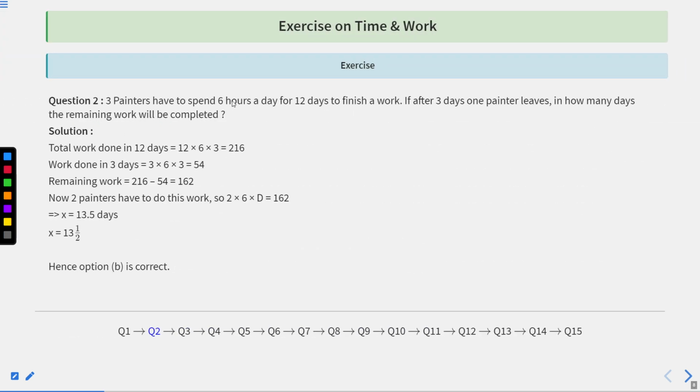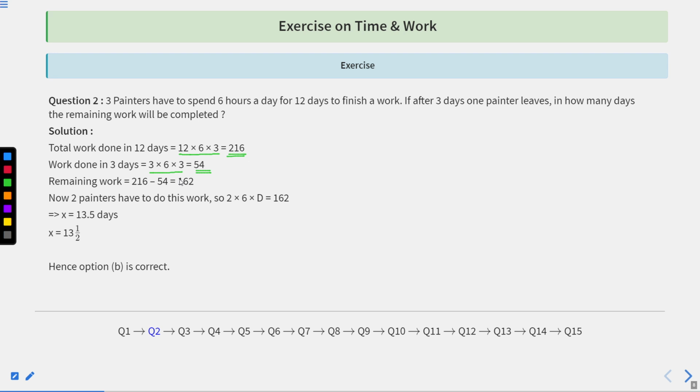So total work done in 12 days is given by 12 times 6 times 3, that is 216. So we have a total of 216 units of work that have to be completed. Now, work done in 3 days, because after 3 days one of the painters left. So the efficiency of the total work done each day is going to change now. First of all, let us see how much work is done in 3 days when all 3 painters are working together. So 3 into 6 into 3 is equal to 54. So 54 units of work is completed out of 216 units.